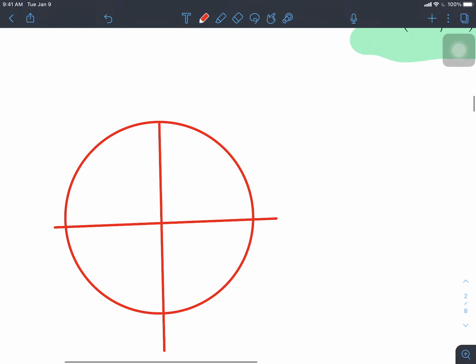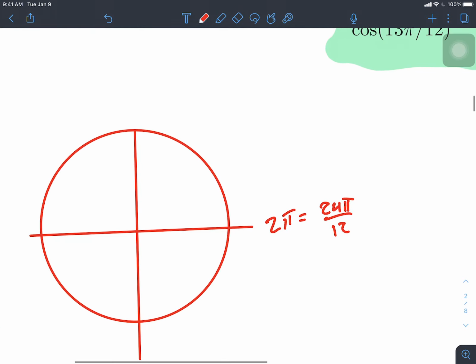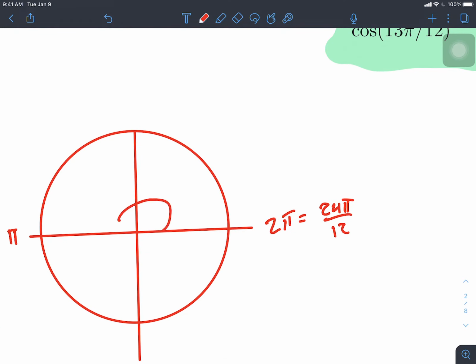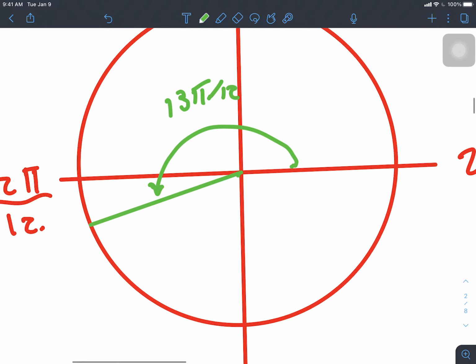What is it going to look like? Well, we know that 2 pi is all the way around, and we can rewrite 2 pi as 24 pi over 12. And we know that pi is going 180 degrees around, but we could rewrite pi as 12 pi over 12. Then 13 pi over 12 would be pi over 12 more than that. So 13 pi over 12 looks something like this.